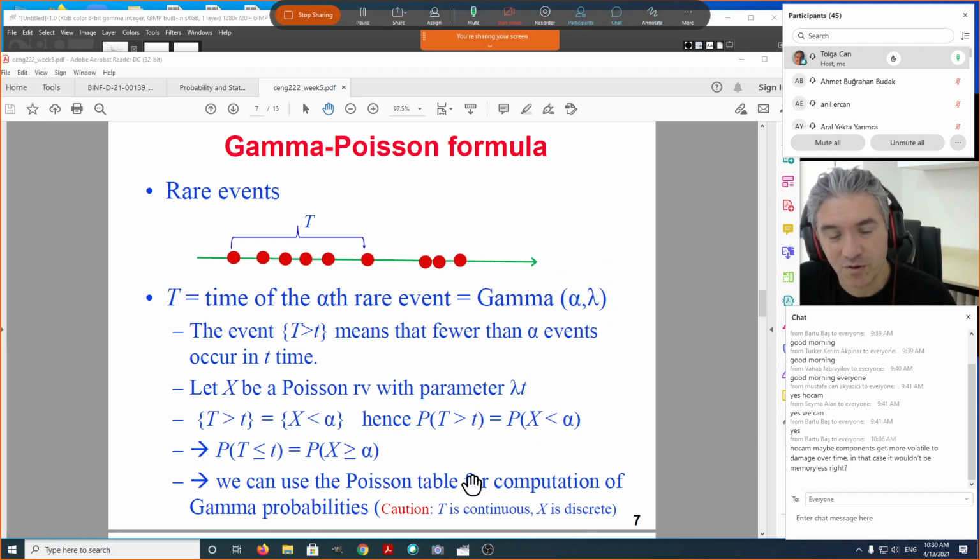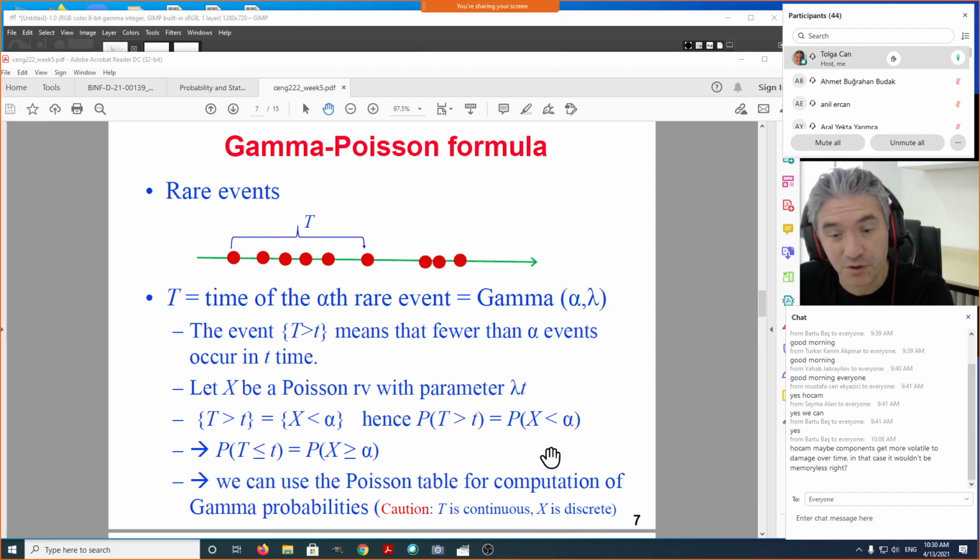And it allows us to refer to the Poisson table to solve these problems. You may ask, do we really need this? No, if you have access to the Gamma CDF, you can also ask these questions directly by looking at the Gamma CDF, right? But sometimes it may be more efficient to solve it in the Poisson way, in terms of computing this integral, the gamma function.